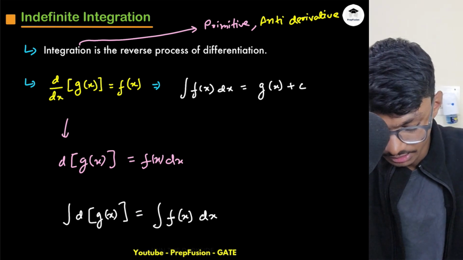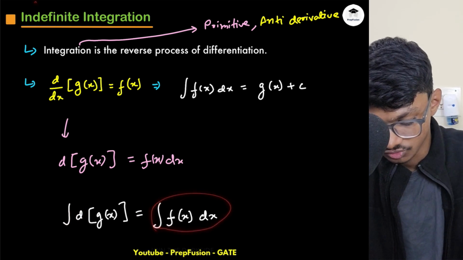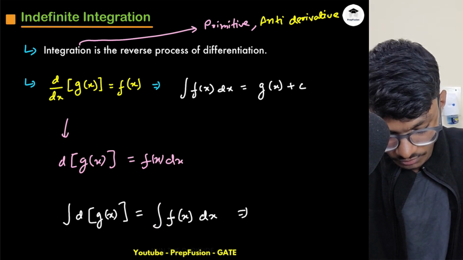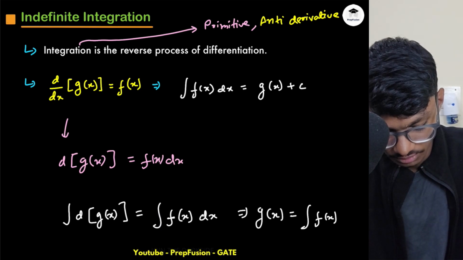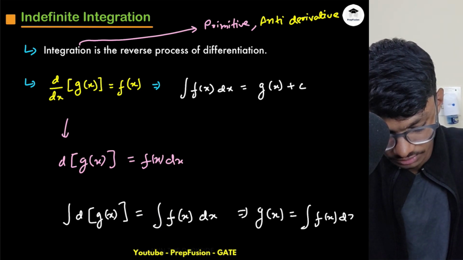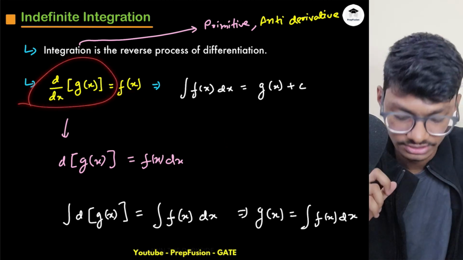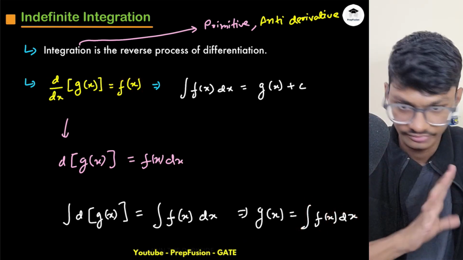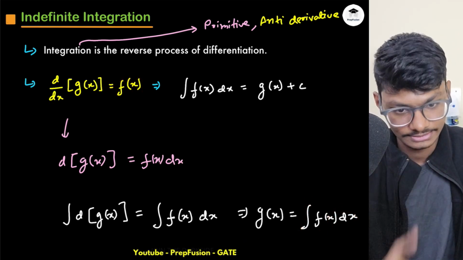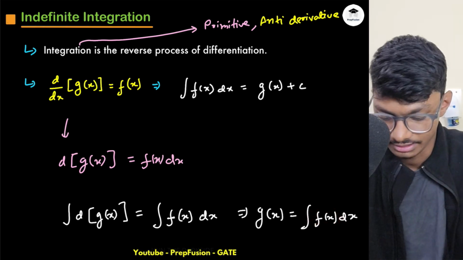So here what will happen is that integration and this d will get cancelled, and I will be left with this only. So g of x will be equal to integration of f of x dx. Basically the opposite process. If I differentiate g of x, I am getting f of x. Now if I integrate f of x, I will get g of x, just the reverse process. And this f of x is known as the integrand.